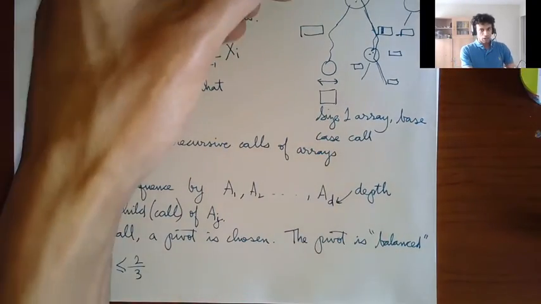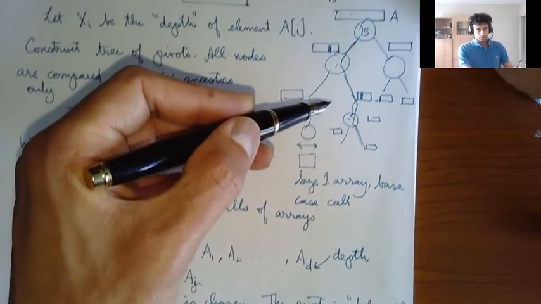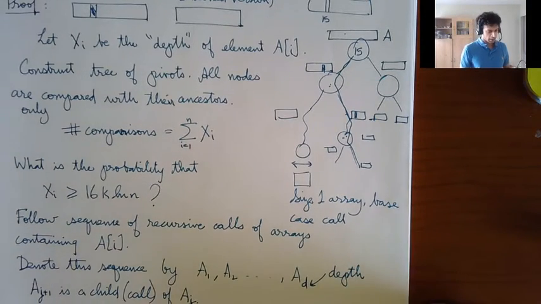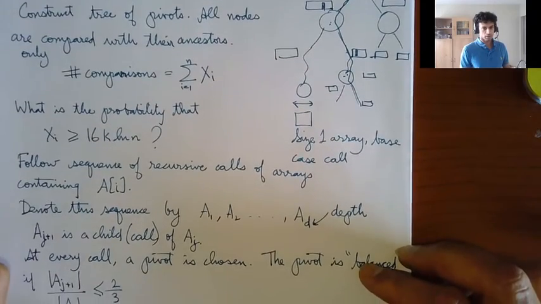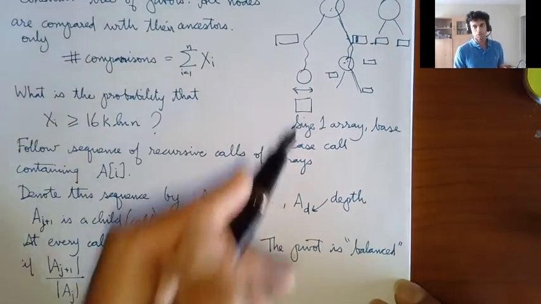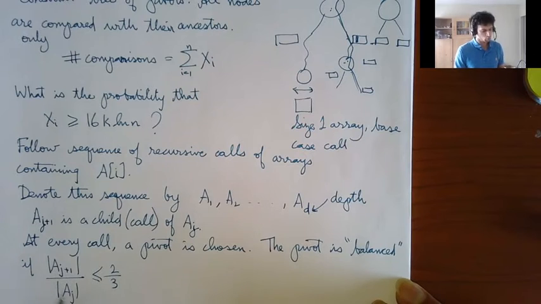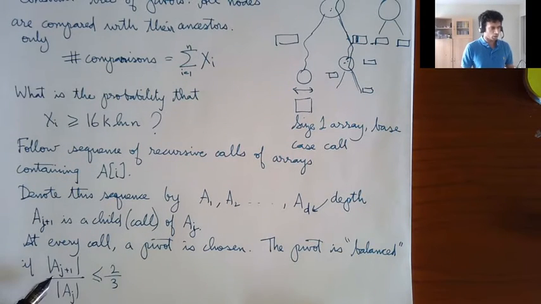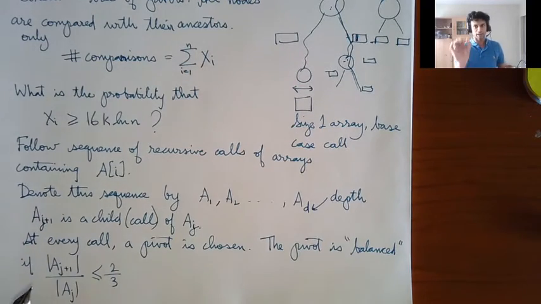So as I go down this tree, the arrays are shrinking. But maybe they're not shrinking fast enough. I call a pivot balanced if there was enough shrinkage, 2/3 shrinkage. Maybe balanced isn't the best word. I should maybe call it shrinking, but let's just keep the word balanced. So a pivot is balanced if the next call gave you an array which was at most 2/3 this array, and this is the call that contains your element i.